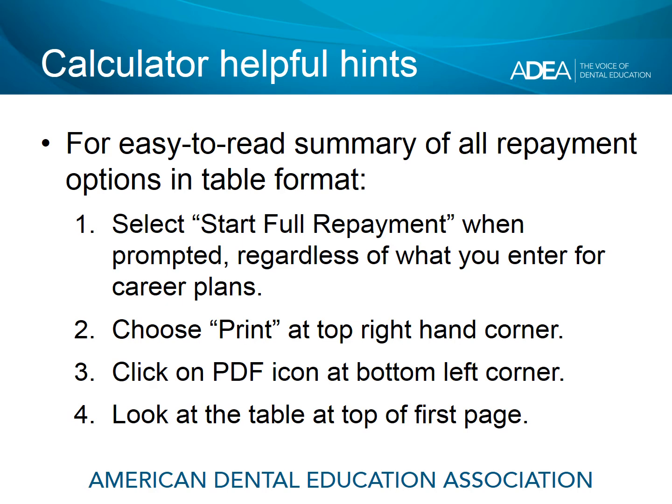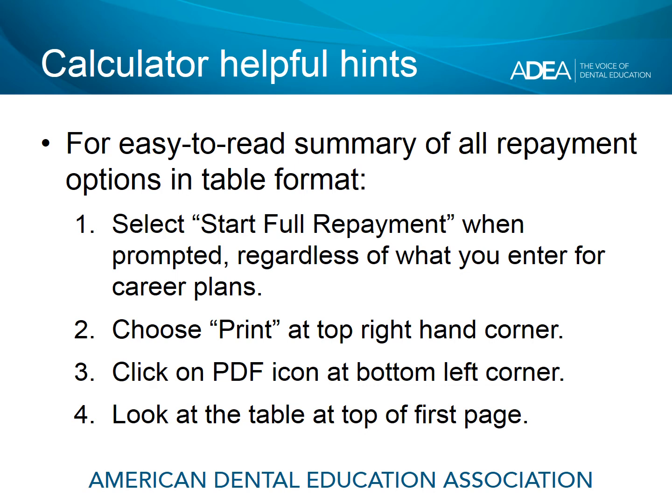After you've entered everything in the organizer and you have all your NSLDS data loaded in, and you've entered in all your projected borrowing that you're going to have, and then you've gone to the calculator and put in your career plans in terms of whether or not you're going to do advanced dental education, hospital or residency-based program. When you get to the prompt about how you're going to repay your loans, select Start Full Repayment. Once again, regardless of what you're entering for career plans and regardless of what repayment plan you think you might need, select Start Full Repayment, and then at the top right-hand corner, choose the Print button or the Print function.